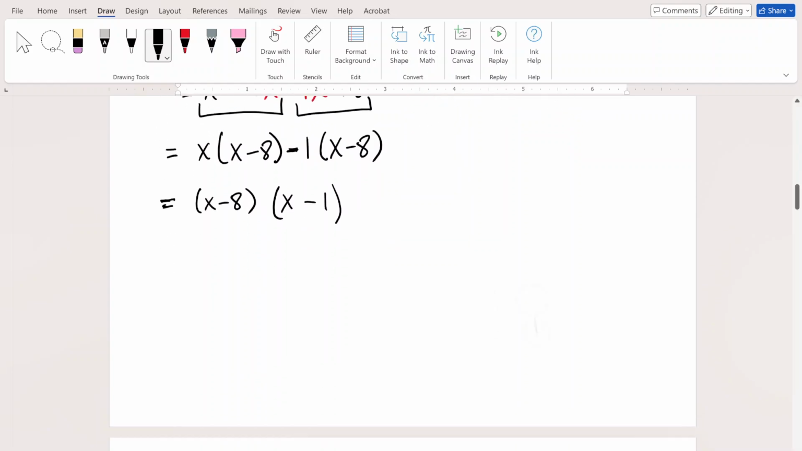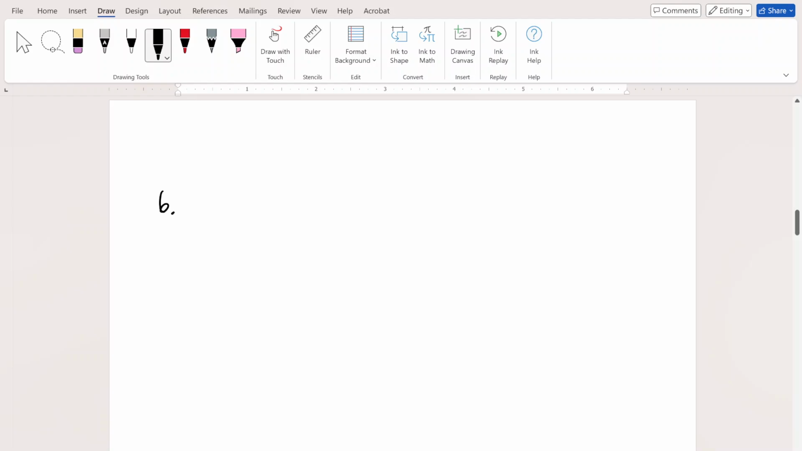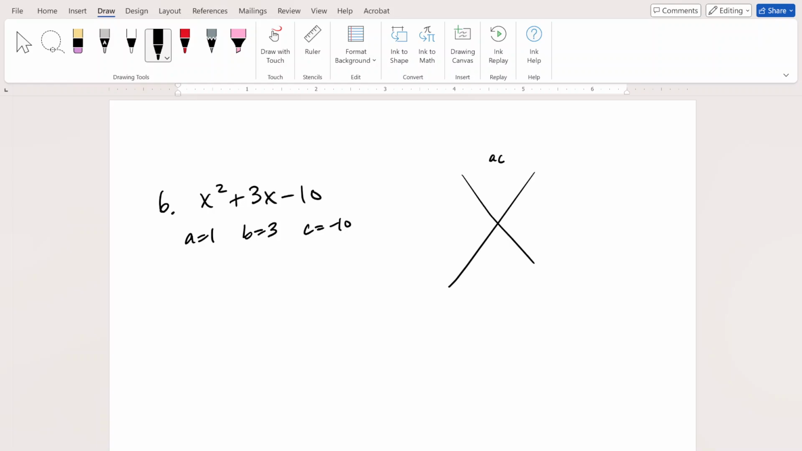Let's do one more of those, which is, let's do x squared plus 3x minus 10. And if I did that, identify your A, B, and C. Write A times C on the top, which is -10, because 1 times -10. Your lowercase b at the bottom, which is 3. Two numbers that multiply to -10, but add up to 3.